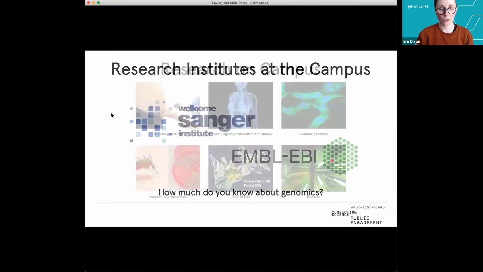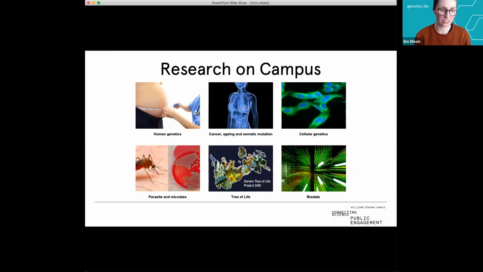Awesome. On the campus, everything that we do is to do with genomics, but there's six main areas of research. We've got human genetics, cancer, cellular genetics, parasites and microbes, the tree of life, which is looking at biodiversity, and biodata. So our talks for today fit within the human genetics and a little bit of biodata as well.